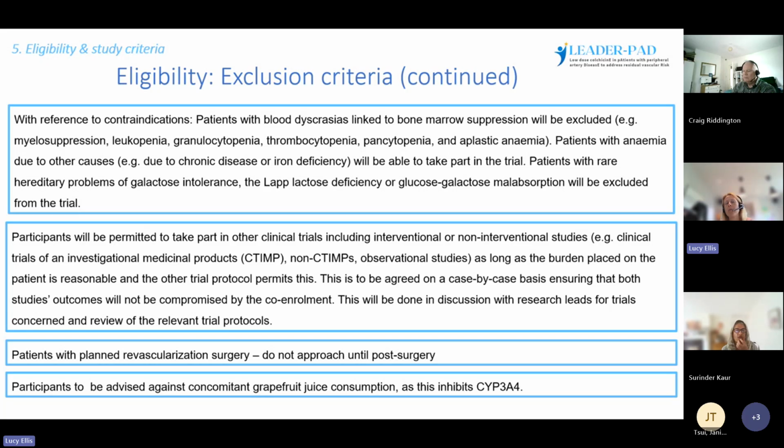With patients that have upcoming revascularization surgery, we ask you not to enroll them into the study until they've had that surgery. That's because revascularization is a study outcome. And participants do need to be advised against drinking grapefruit juice during the trial.